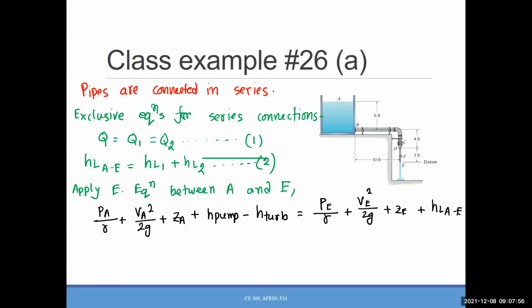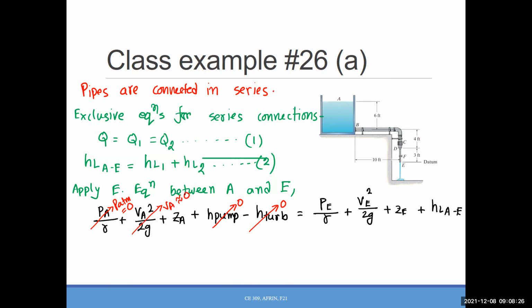Okay, so is there any pump or turbine in between A and E? No, so these two terms are already 0. Now, point A, that is on top of the reservoir, an open reservoir, which is open to atmosphere. So the pressure is 0. And what about the velocity?